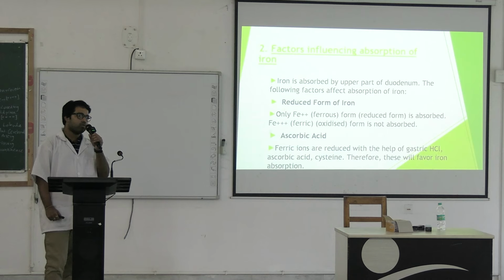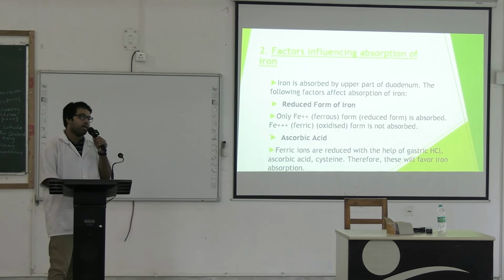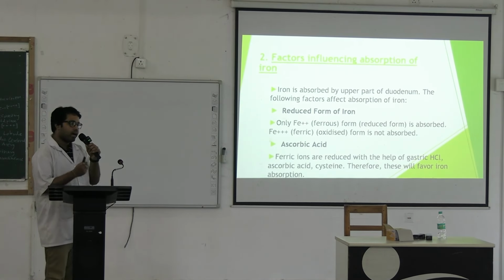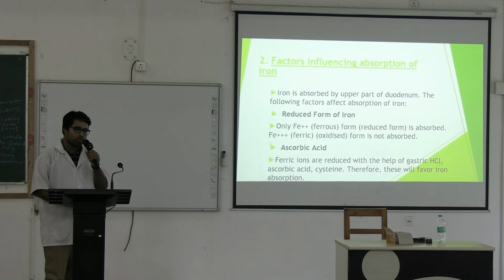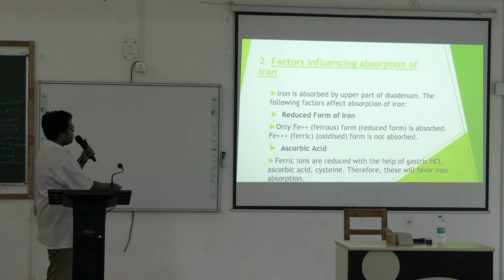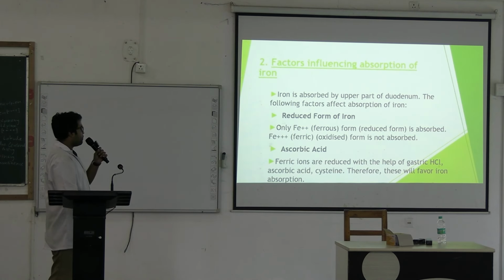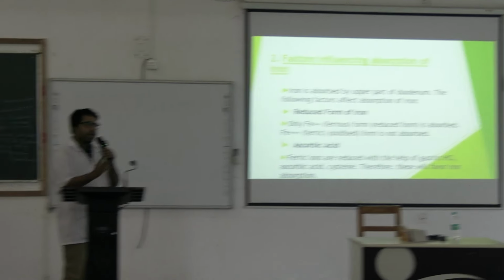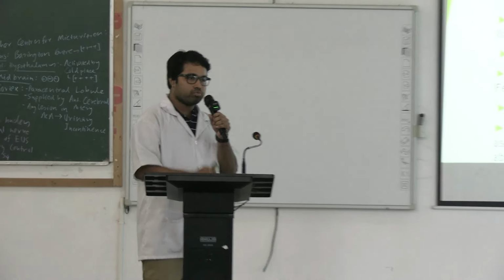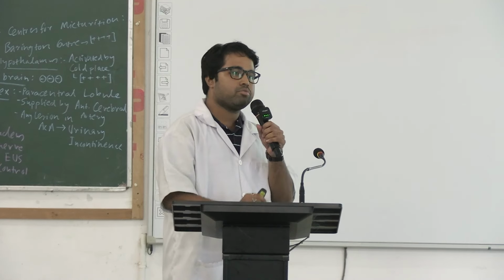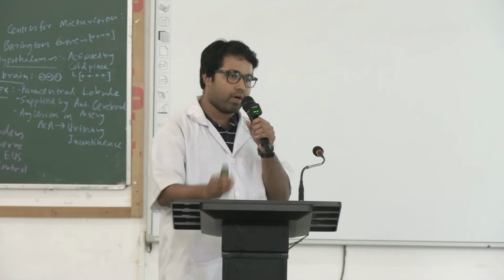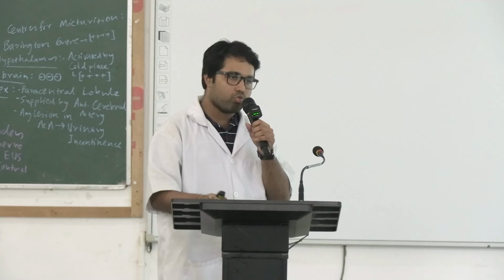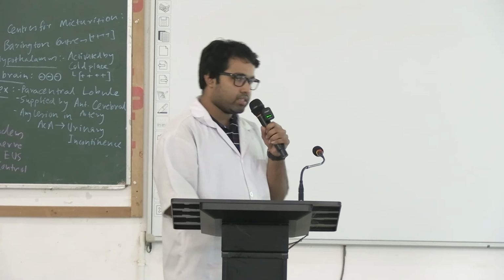Okay, now let us talk about the factors that influence iron absorption. We all know that iron is absorbed in the upper part of the duodenum. Now these factors influence iron absorption. Number one is the reduced form of iron. Fe3+ is the oxidized form and Fe2+ is the reduced form. Fe3+ cannot get absorbed in our body. So in order to absorb iron, it has to be converted to the Fe2+ form by the enzyme known as ferric reductase. Next one is ascorbic acid.